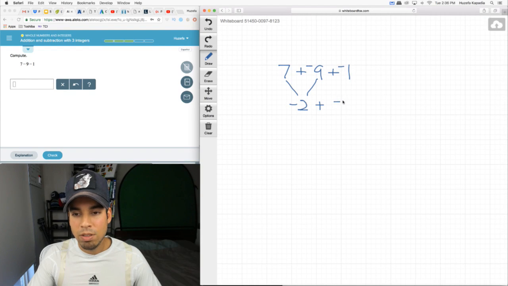And then we got negative 2 plus negative 1. Guess what? Same team, so we just add them together. We get 3, both negative, so the final answer is negative 3.